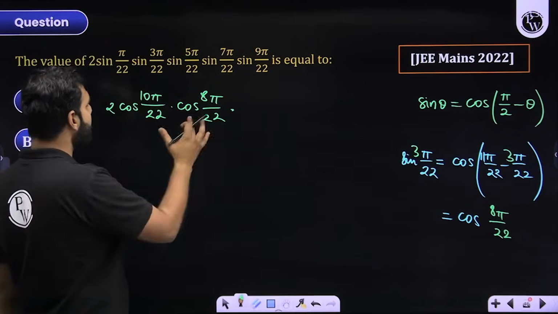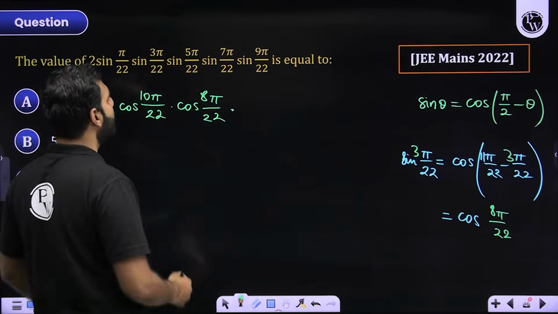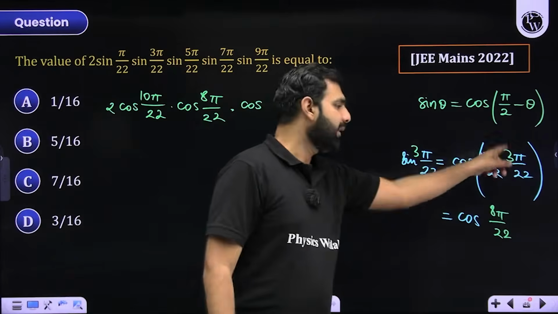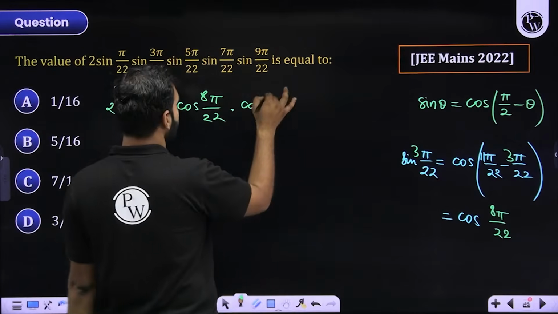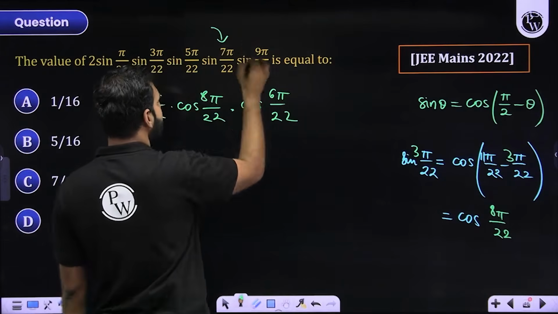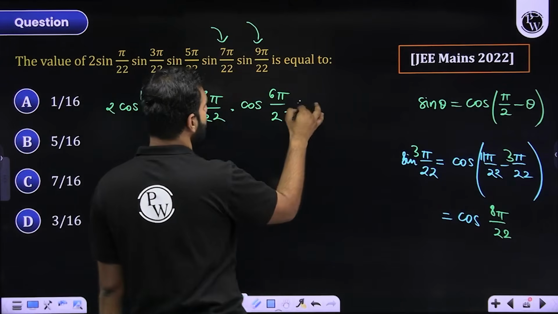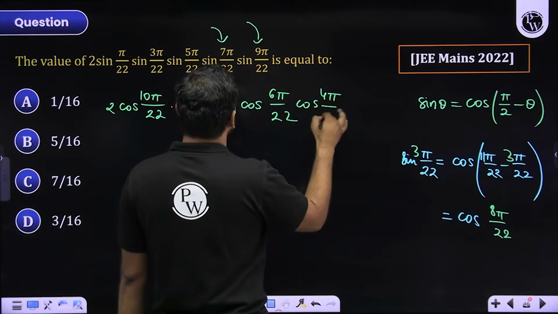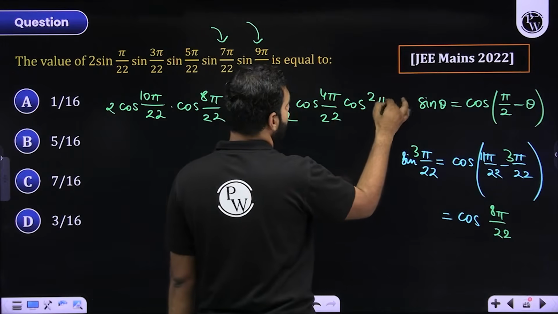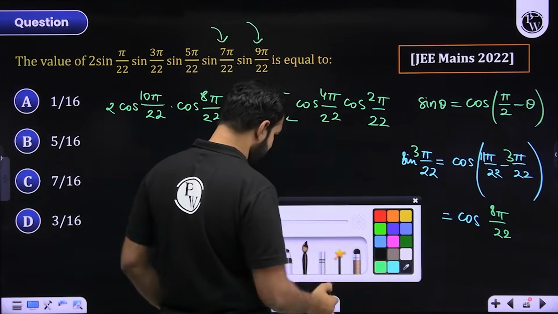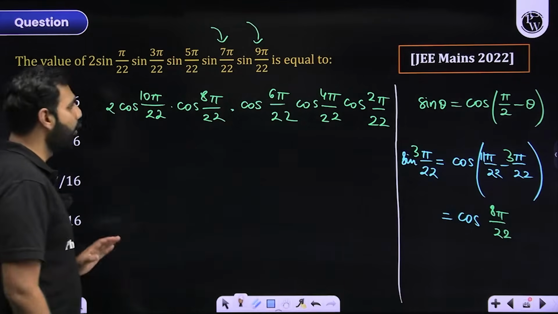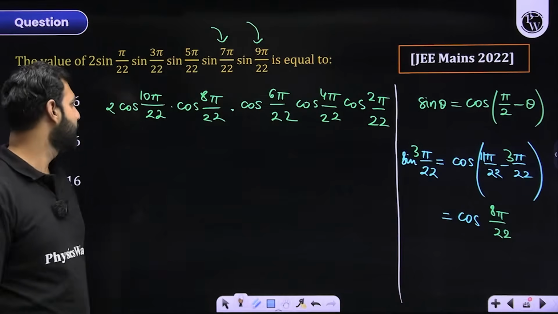So I hope you must have seen the pattern. Now, if I talk about sine 5 pi by 22, by pattern I can write it as cos of 11 minus 5, which is 6 pi by 22. So 10, 8, 6. This will be 11 minus 7, which is 4. Then 11 minus 9, which is 2. So this will be cos 4 pi by 22, and the next will be cos 2 pi by 22. That's the result we have brought so far by using this particular calculation. You must be able to understand this very clearly.